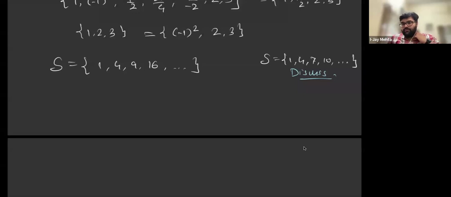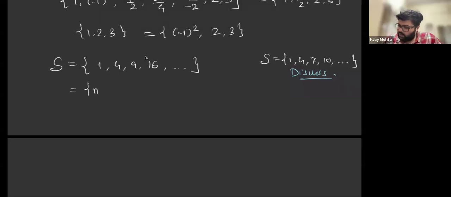Yes, room number 5, Jainam. X such that x equals n square, where n belongs to the natural numbers. Okay, so I can write n square, right, where n belongs to N. How many of you agree with this? We're just not involving x, just writing n square.